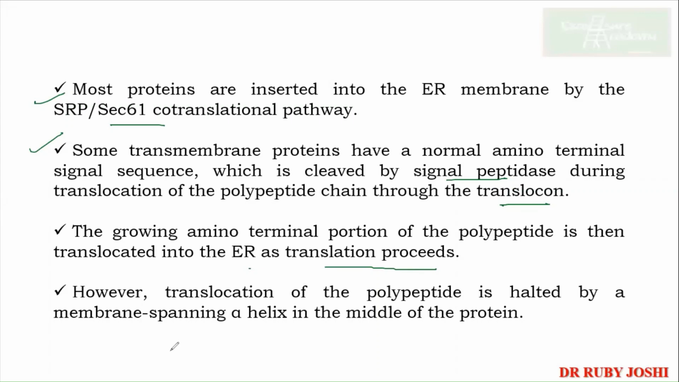Okay. Now, translocation of the polypeptide is halted by a membrane spanning alpha helix in the middle of the protein. So what we are saying is that suppose the translocon understands that the polypeptide chain being synthesized has a continuous hydrophobic amino acid stretch of around 25 to 30 amino acids, right? So it understands. So what will happen? The polypeptide chain will not go inside the ER lumen. Now what will happen? It will go into the channel which is present in the translocon. If you remember, the hydrophobic amino acids get transported to the channel which is present in the translocon.